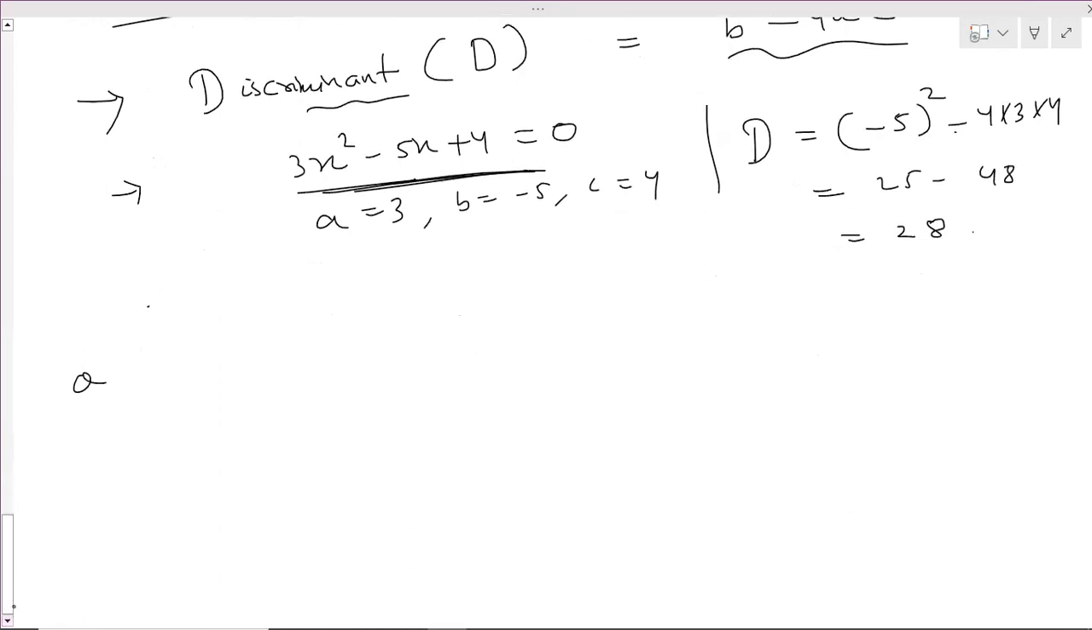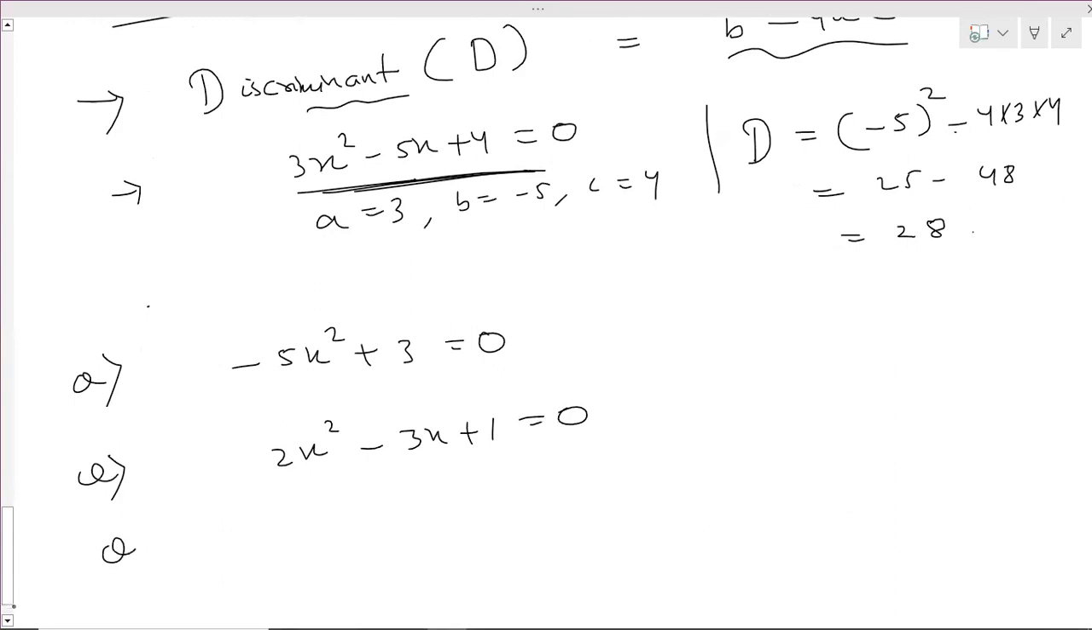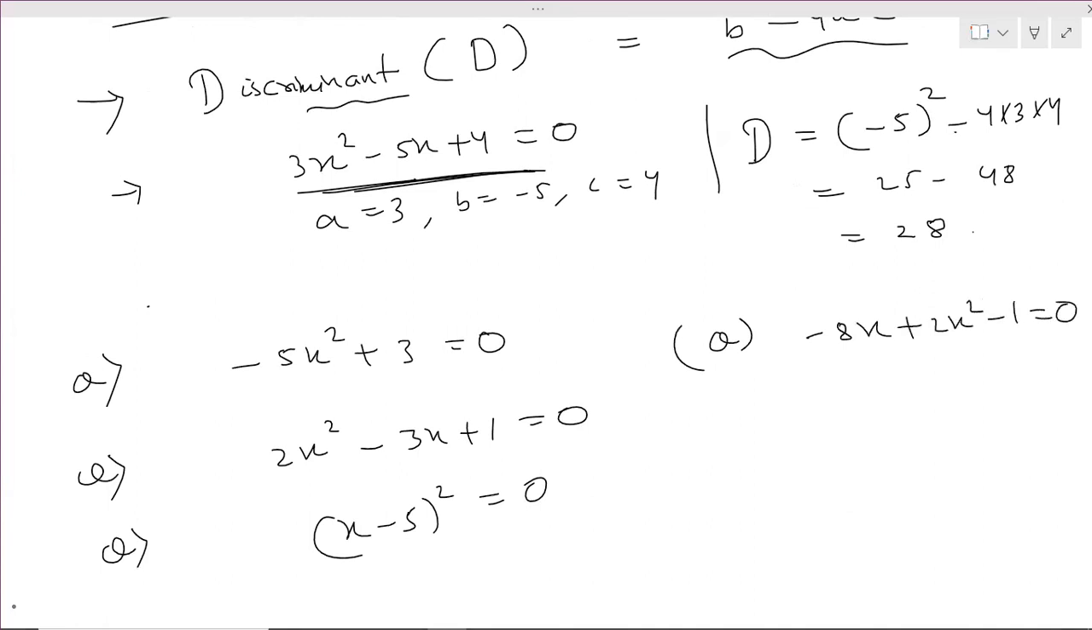Let me give a few questions. Please find discriminant for all of these. This is question 1, 2, 3, and 4.